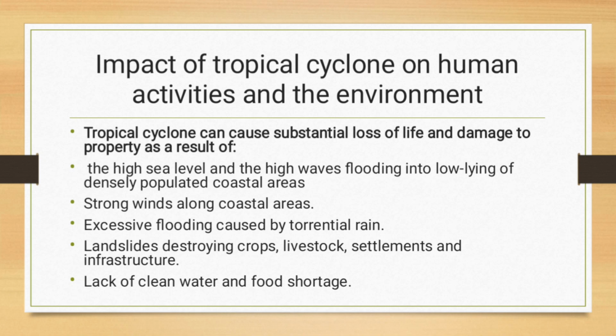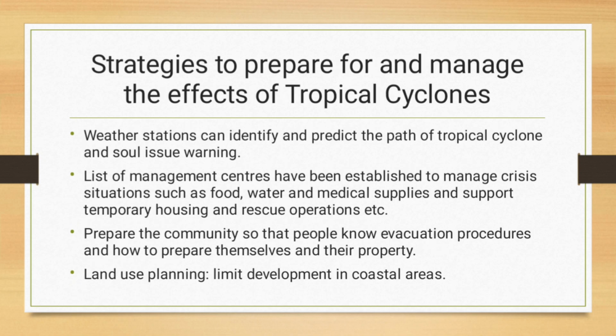Landslides destroying crops, livestock, settlement, and infrastructure. All those at the coastal area are going to be destroyed, and there will be a lack of clean water and food shortage in the coastal areas. So that's how it impacts human activities and environment. As it impacts human activities and environment, something has to be done. So these are the strategies to prepare for and manage the effect of tropical cyclones.